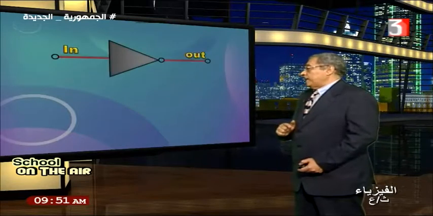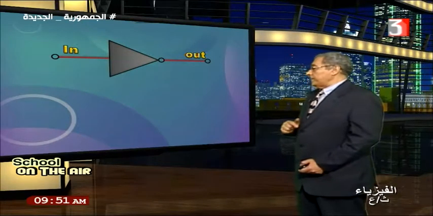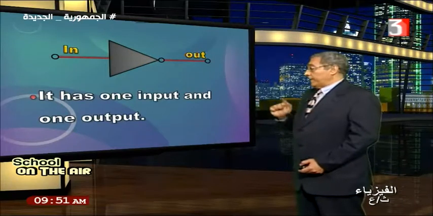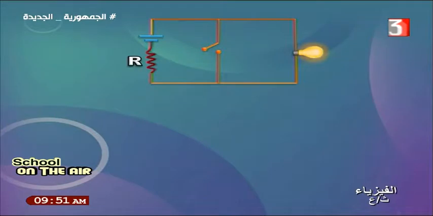What about the inverter? The NOT gate is given this symbol of an arrow. It has one input and one output. This is the NOT gate. What about its function? It can be simplified by this electrical circuit. Gates are electronic components, but they can be understood through the electric circuit shown in front of you. Let me explain this circuit, and it is quite simple, and I believe you know it quite well.